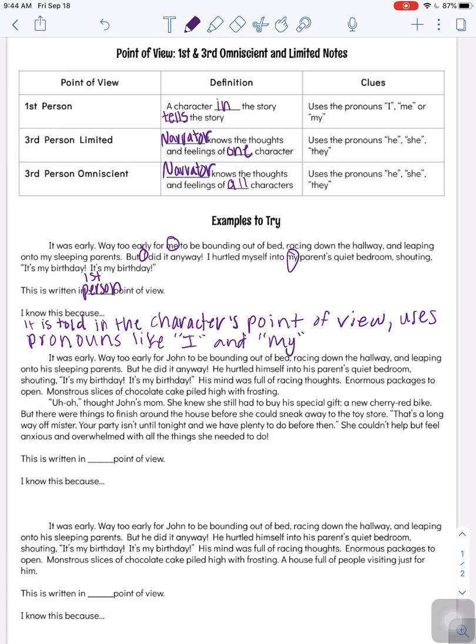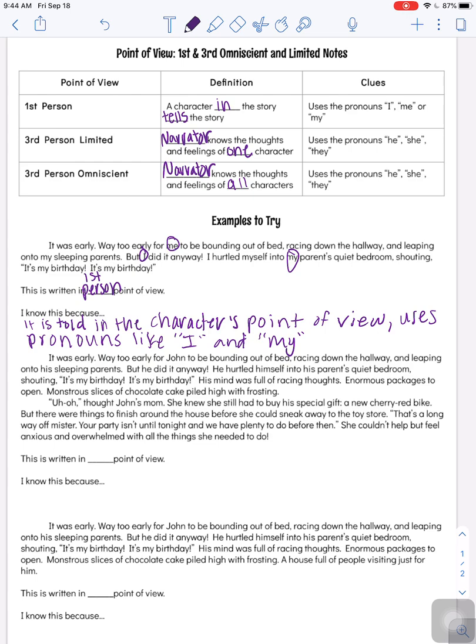Okay, so now we are going to move on to our next example. And once again, as I'm reading, I want you to think of what the point of view of this story is. "It was early, way too early for John to be bounding out of bed, racing down the hallway, and leaping onto his sleeping parents. But he did it anyway. He hurtled himself into his parents' quiet bedroom, shouting, 'It's my birthday, it's my birthday.'